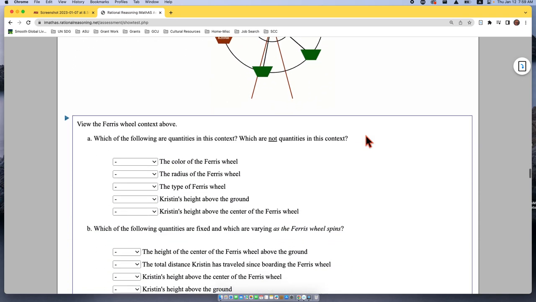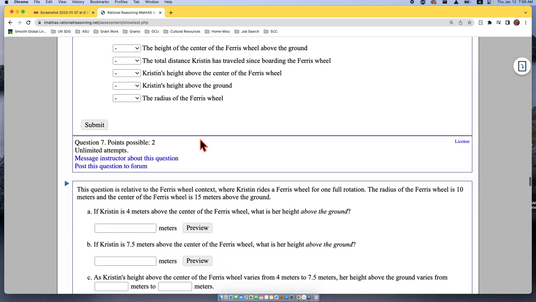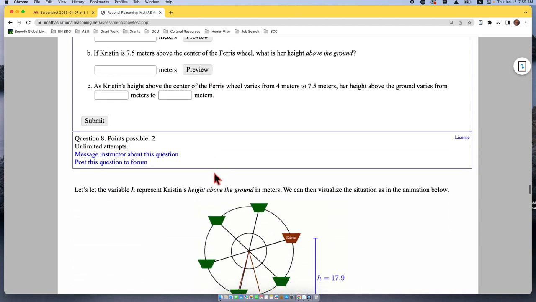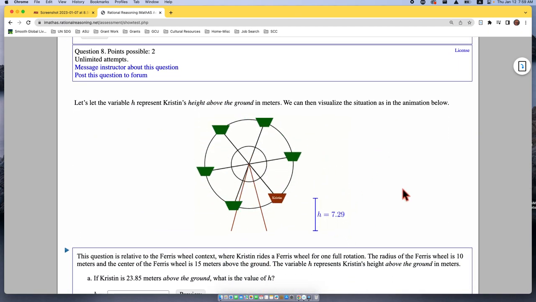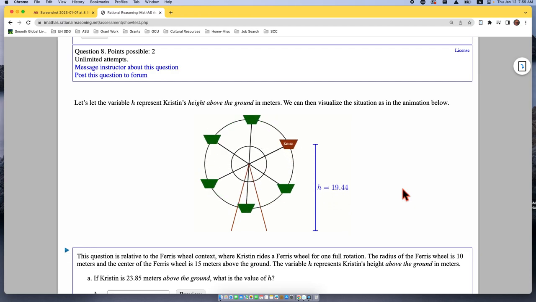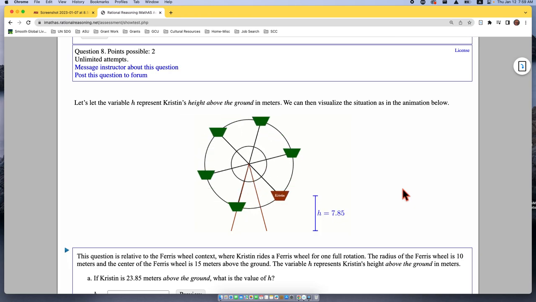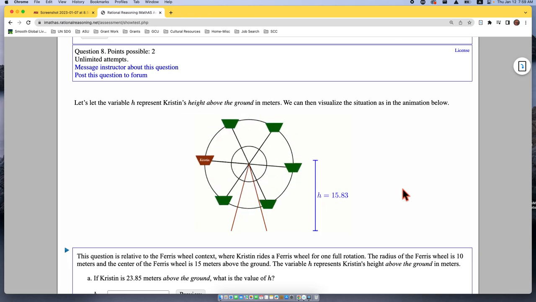And again, it asks which is a quantity: the color of the Ferris wheel? No, color's not a measurable variable as far as a number. So it gets us to think about what is a variable and what isn't, which has to be measured. They give us more and more details as we go. So don't ever be afraid to move ahead, because sometimes moving ahead you get more information.